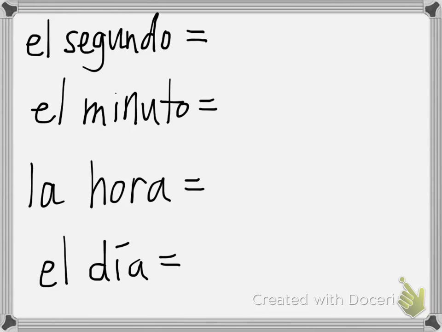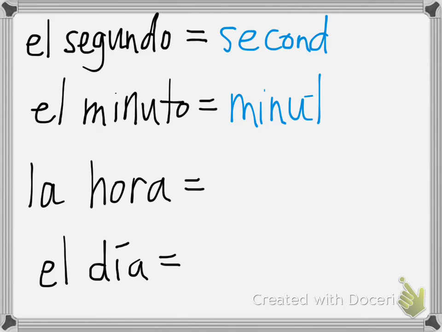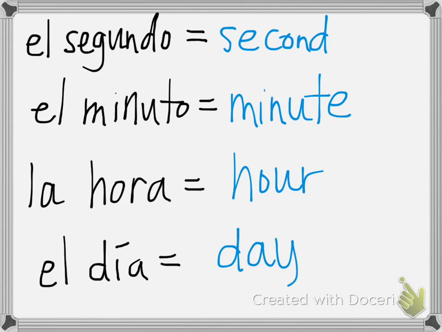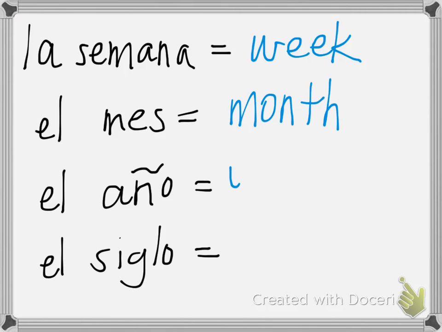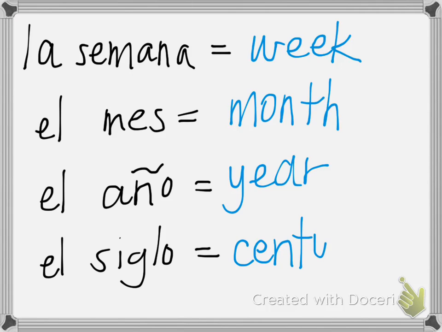Now, before we get into the structure, it is probably a good idea to talk about some different expressions of time that you're going to be using. So just to review these real quick: el segundo, second; el minuto, minute, another cognado here; hora, hour; día, day. You might want to pause it real quick if you don't have these. I'm going to throw up the other ones too. Okay, here we have the rest: la semana, week; el mes, month; el año, year; el siglo, century.